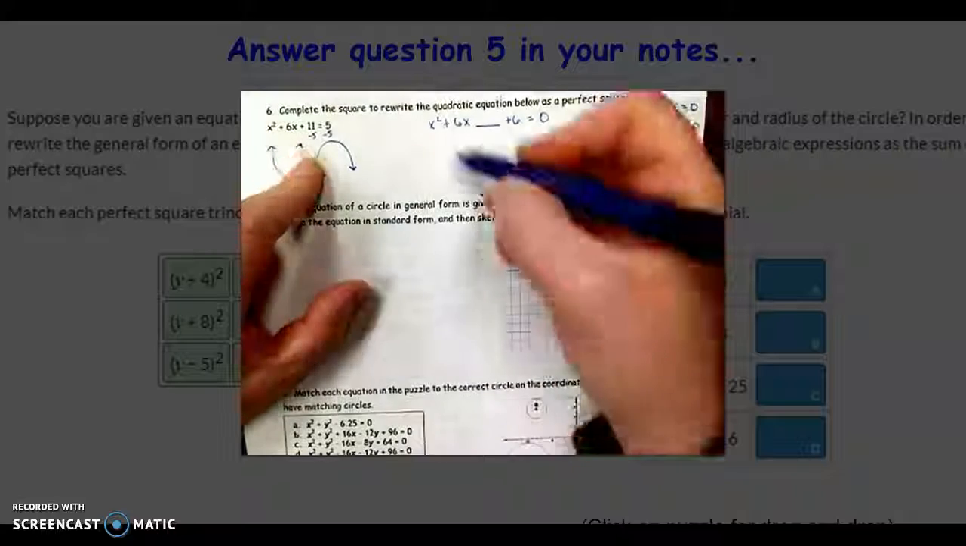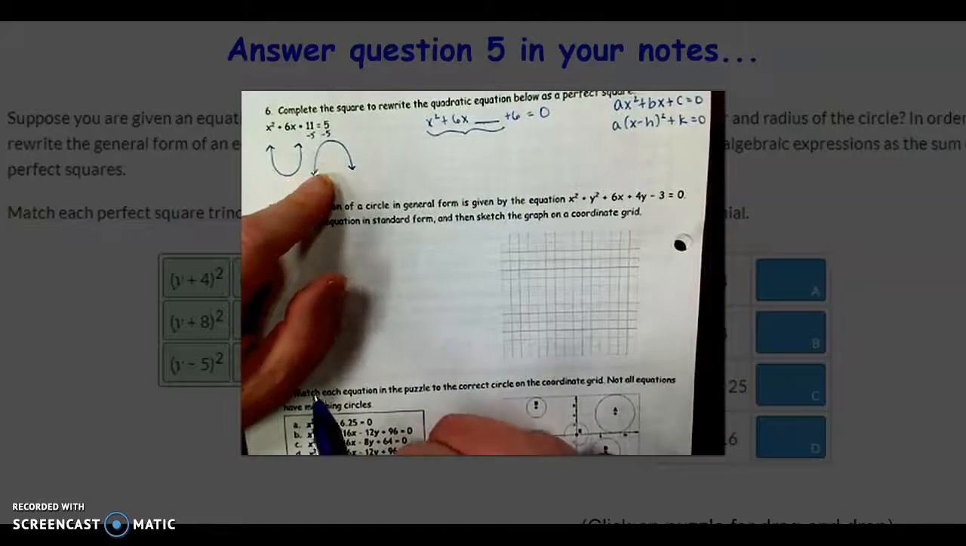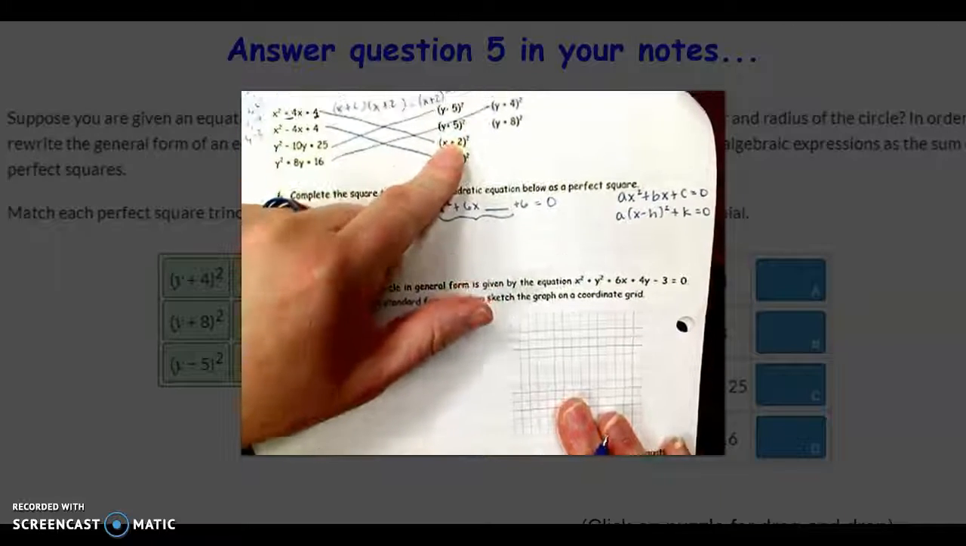The reason why is I'm going to create a perfect square trinomial here. A perfect square trinomial, remember, is one that factors into the same binomial times itself.